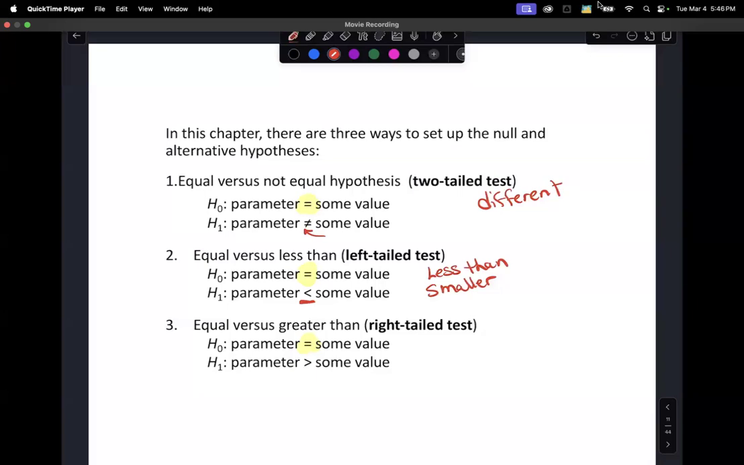And the right-tailed test is greater than or more. So if it's more, higher, greater than, any word meaning bigger, then it is a right-tailed test, and you're going to use the greater than symbol. Once again, null hypothesis is always equal. Always equal.